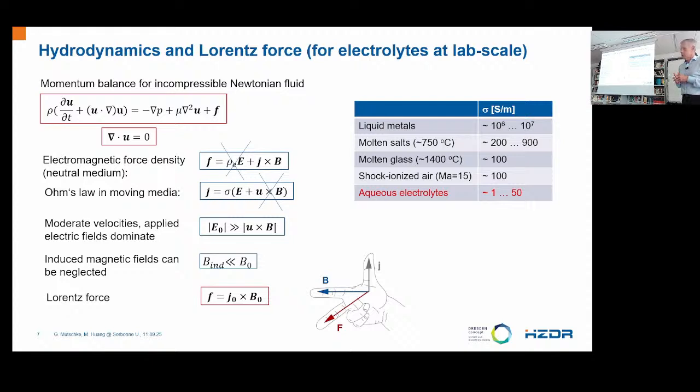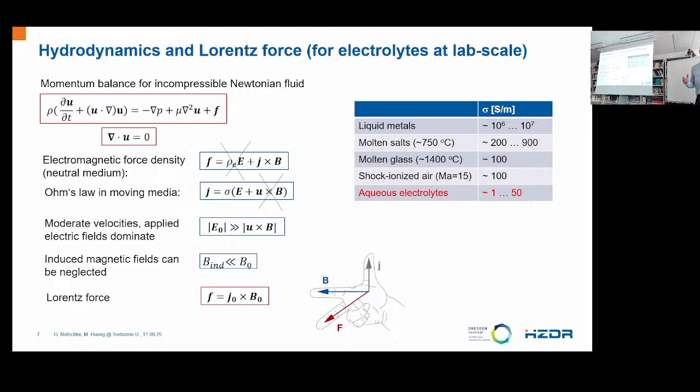In the introduction, I start with a general slide. So actually, the field of research is close to magnetohydrodynamics in general. We are looking at how magnetic forces can influence the flow of liquids. I put here on the upper left corner the Navier-Stokes equation for an incompressible fluid.